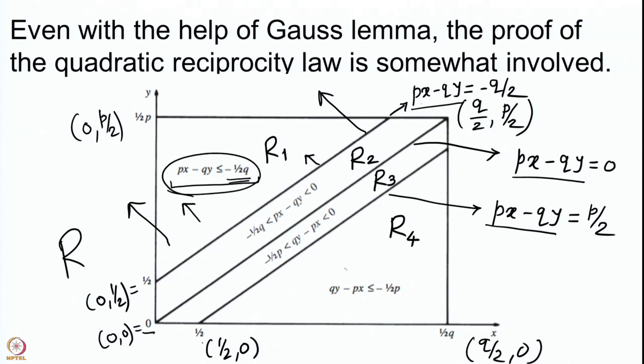The part which is on the lower side of this line given by px minus qy equal to p by 2, this part will have equation given by this, where you will have px minus qy to be bigger than or equal to p by 2, and when you multiply it by minus sign you get qy minus px to be less equal minus p by 2. And of course, here you have that px minus qy goes from 0 to p by 2.